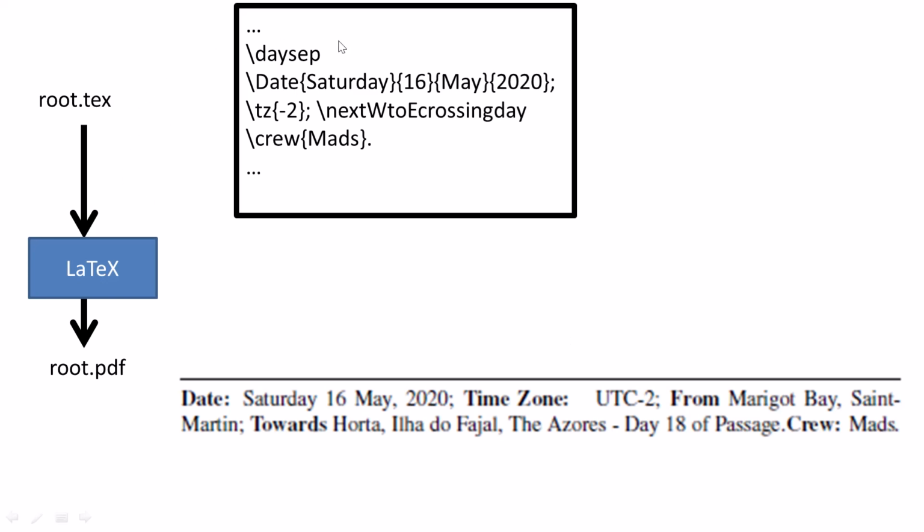So that's the way this works. You write these special control sequences, and they are then interpreted by LaTeX and converted into PDF.